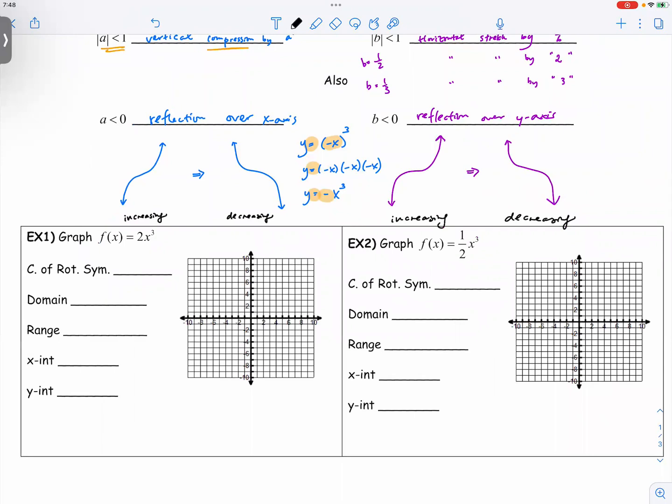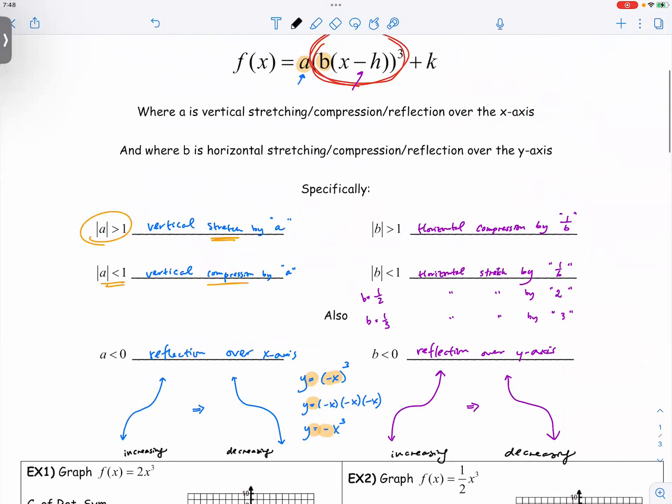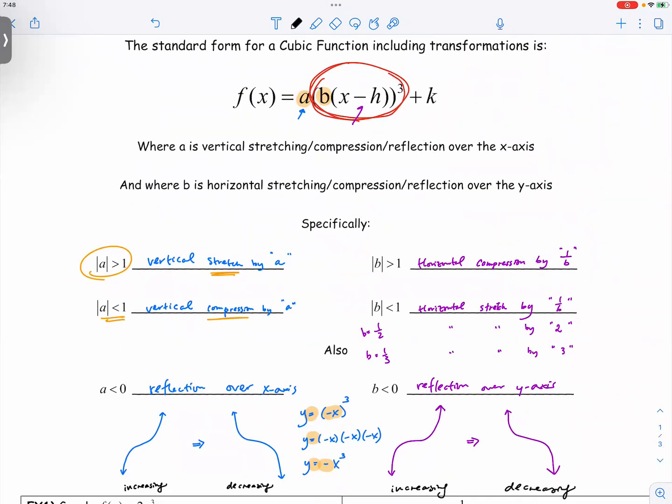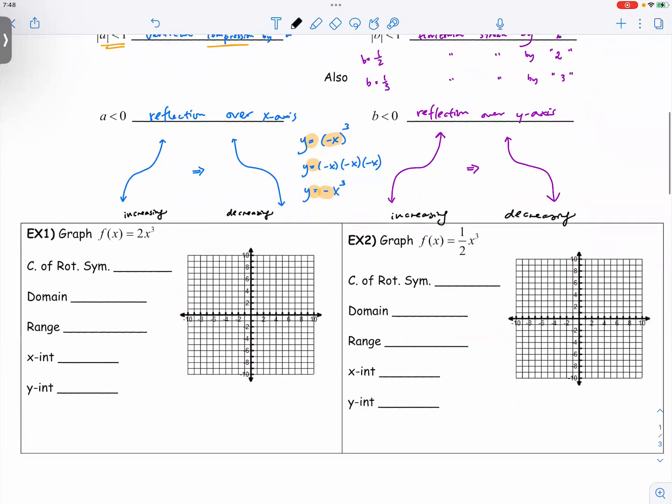All righty. So that's a little introduction for all these A and B values, and we'll focus on a lot more today. So let's go ahead and take a look at example number 1.